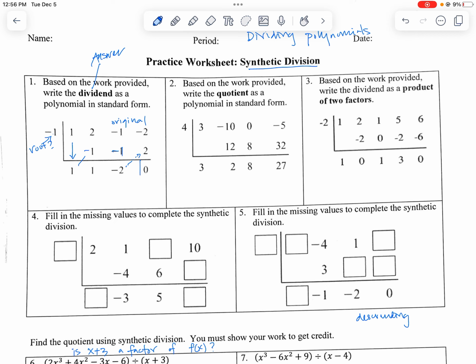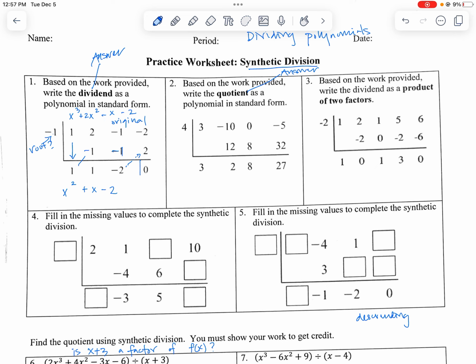So what's left, this would be x squared plus x minus 2, because I have 3 terms, and originally I started with x cubed plus 2x squared minus x minus 2. Okay, based on the work provided, now write the quotient as a polynomial in standard form. The quotient is the answer that I get, and the dividend is also another word for answer. Dividend, divisor.